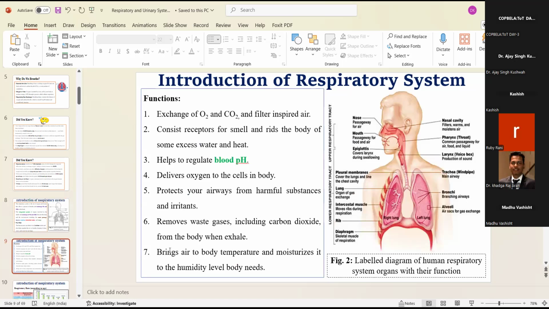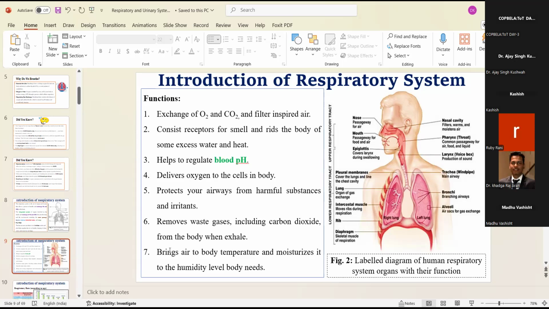Next are the functions of the respiratory system. The main basic function of the respiratory system is the exchange of carbon dioxide and oxygen, and it also filters the inspired air that consists of oxygen. The respiratory system has receptors for the detection of smell and for the maintenance of water and heat of the air. It also helps in the regulation of blood pH, and it delivers oxygen to the cells.